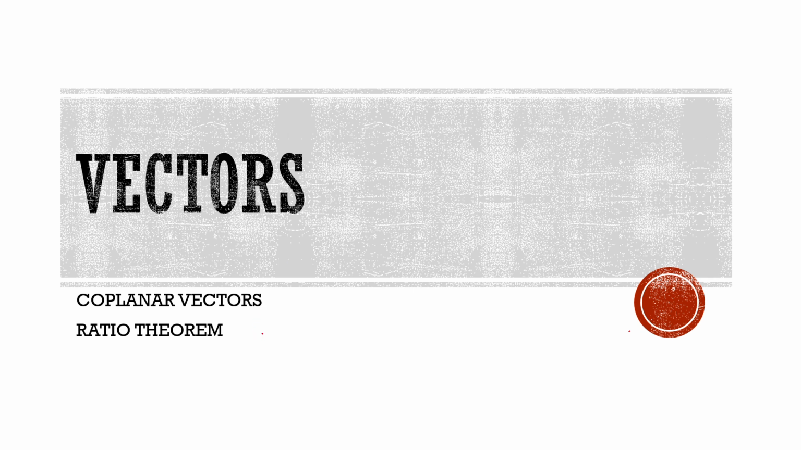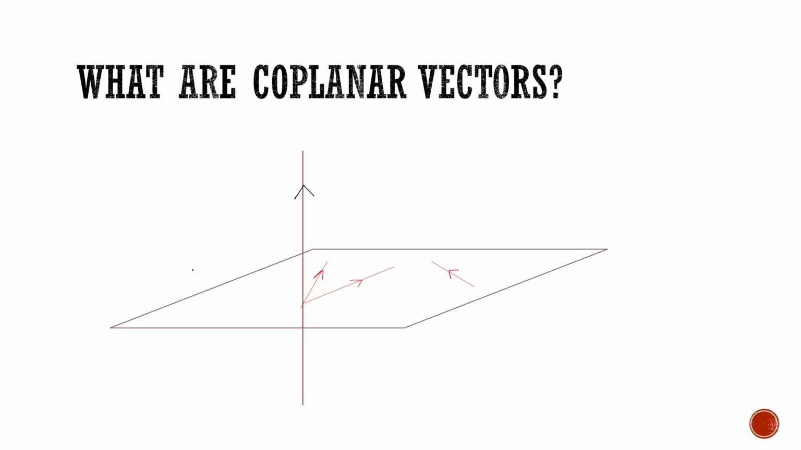In this video we'll be looking at coplanar vectors and ratio theorem. So what are coplanar vectors? Vectors are said to be coplanar if they lie in the same plane.